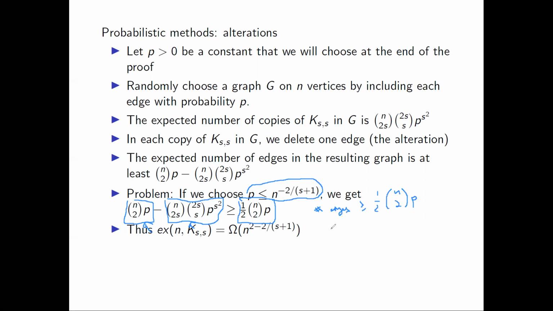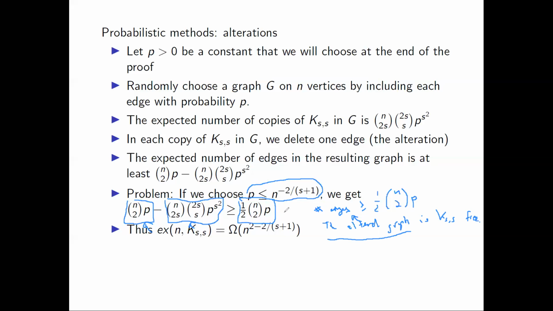Now, the graph we constructed is K_{s,s}-free. So the altered graph is K_{s,s}-free. We got rid of every copy of K_{s,s} by deleting an edge from it. So the altered graph is K_{s,s}-free, and its number of edges is greater than or equal to 1/2 times n choose 2 times p.